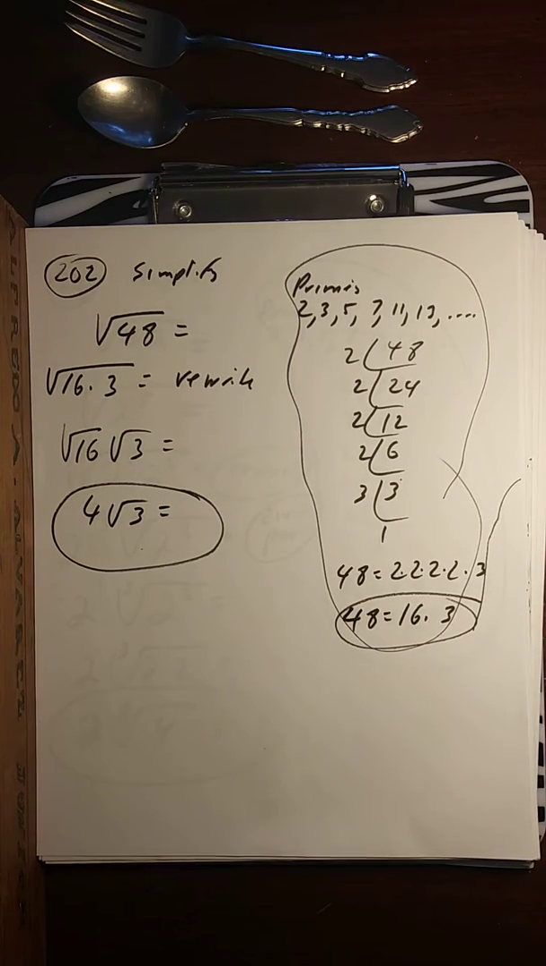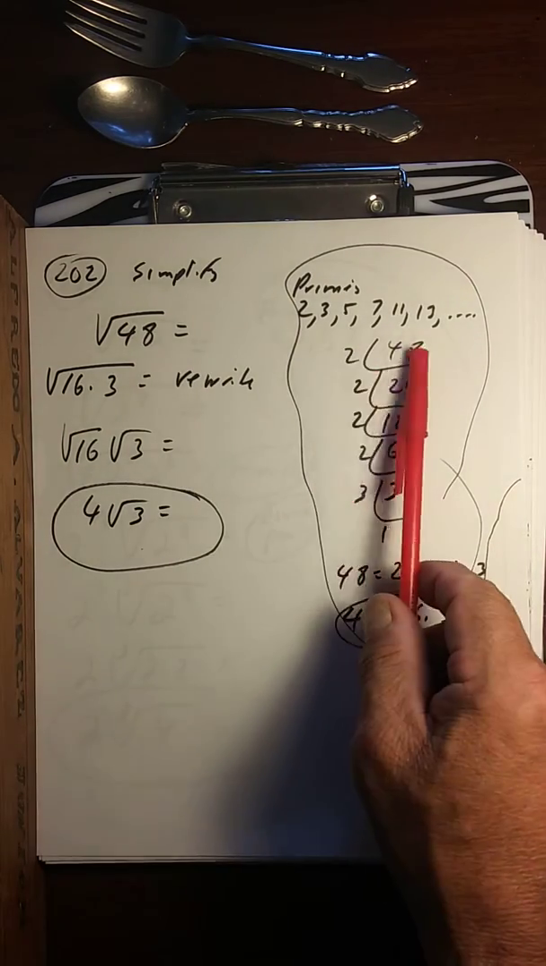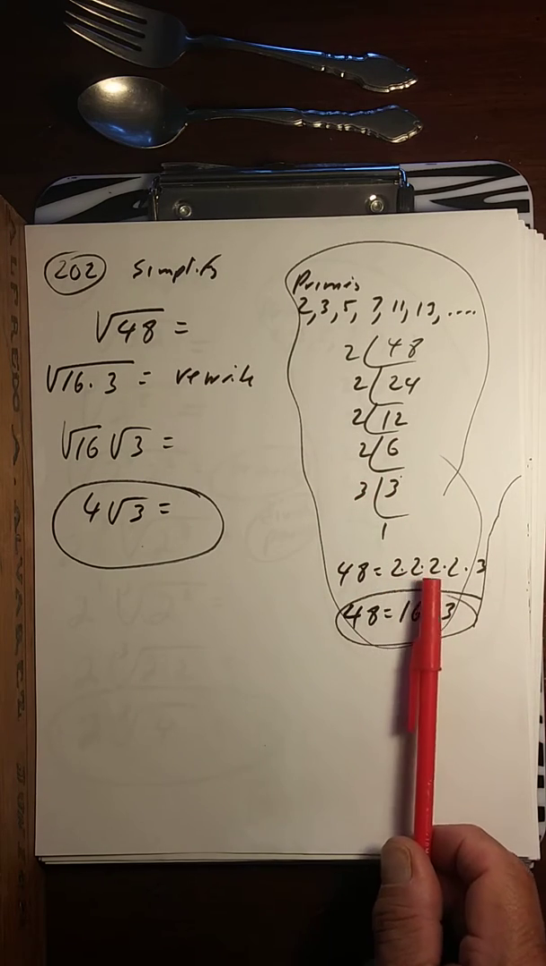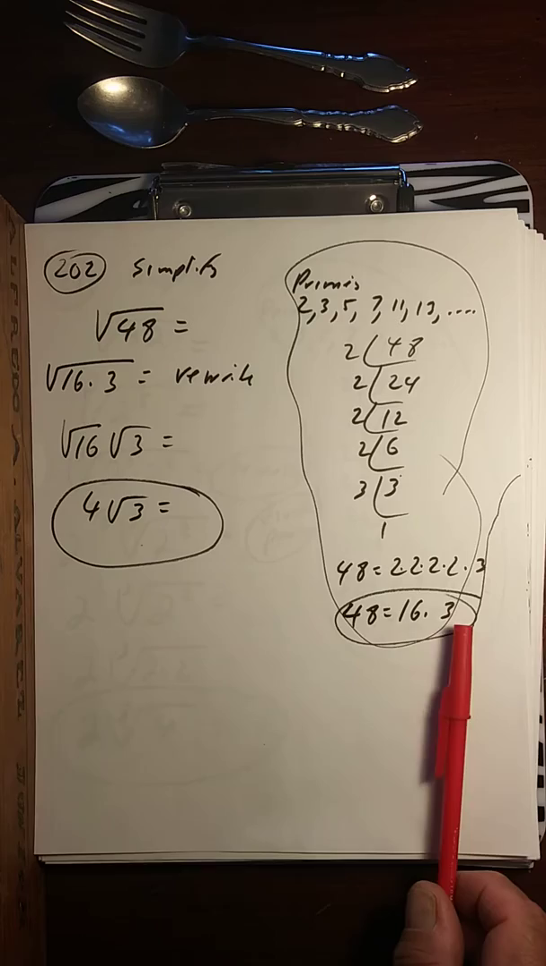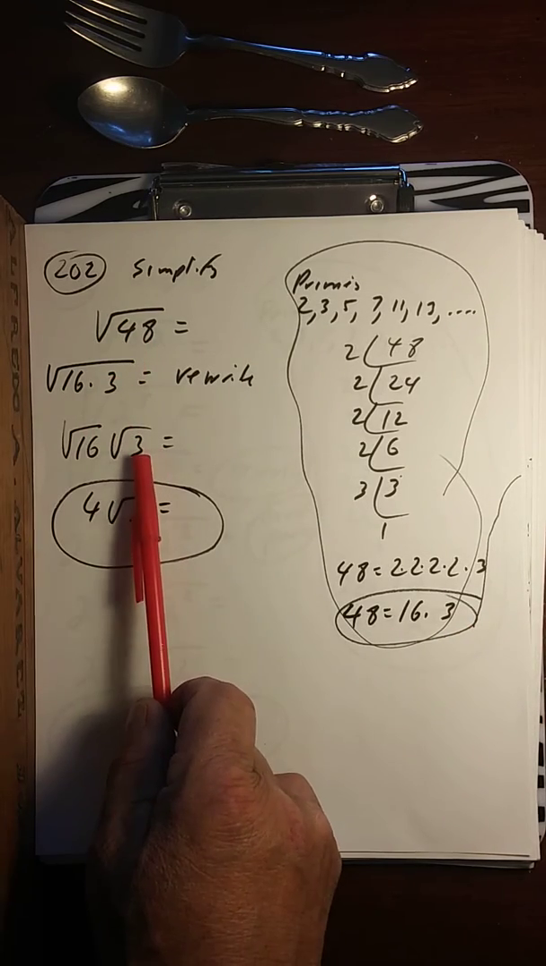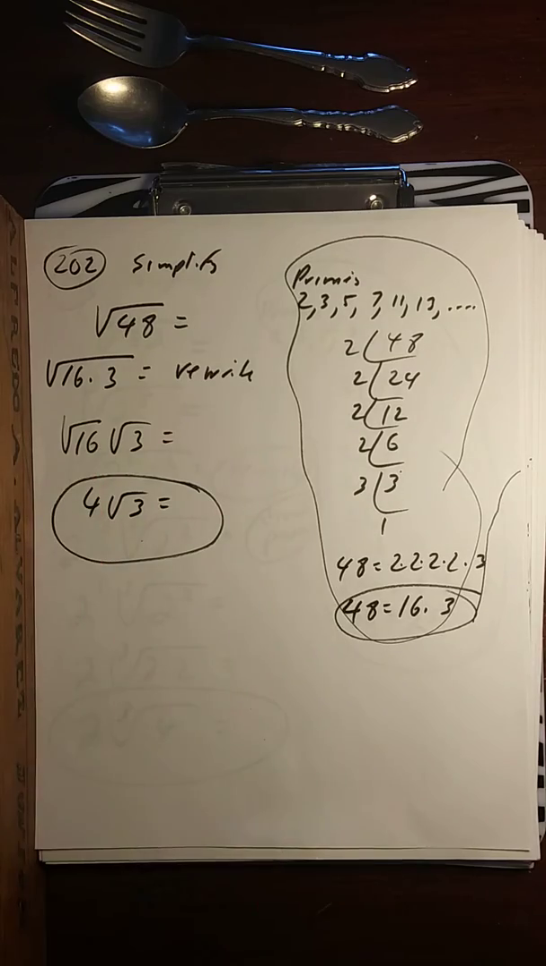Square root of 48. Break it up. 2 divides it, 2 divides it, 2 divides it, 2 divides it, and then 3. So this is 2, 2, 2, 2, and 3, or 48 equals 16 times 3. So rewrite this as 16 times 3. The square root of 16 I can take out, the 3 stays. So that's going to be 4 square root of 3.